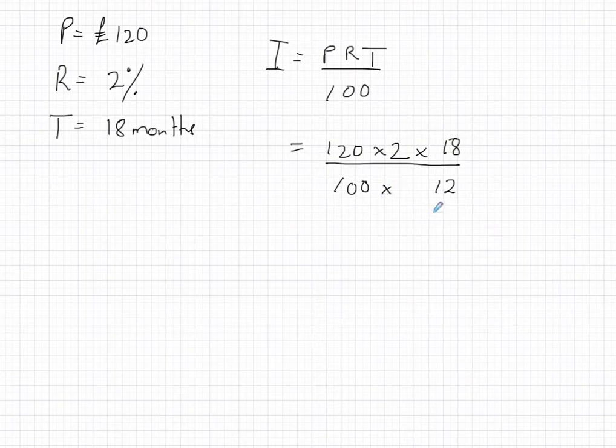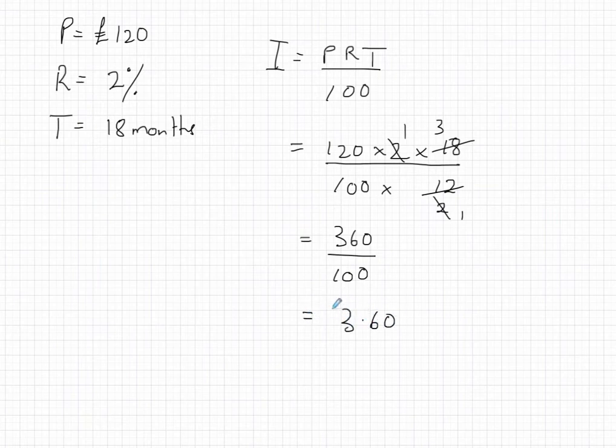Okay, now we can cancel. 6 into there goes 3 times, 6 into there goes 2, 2 into 2 goes 2, 2 into 2 goes 2. So on the top we've got 3 times 120, which is 360, and on the bottom we've got 100. So the amount of interest would be £3.60.